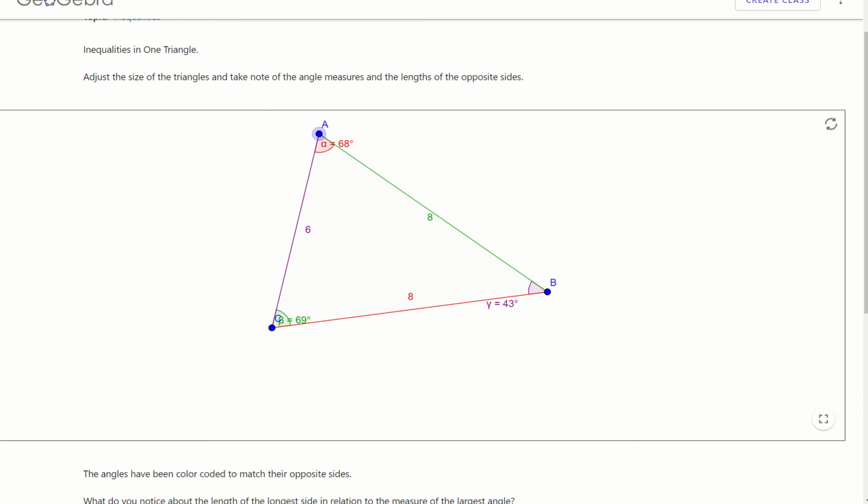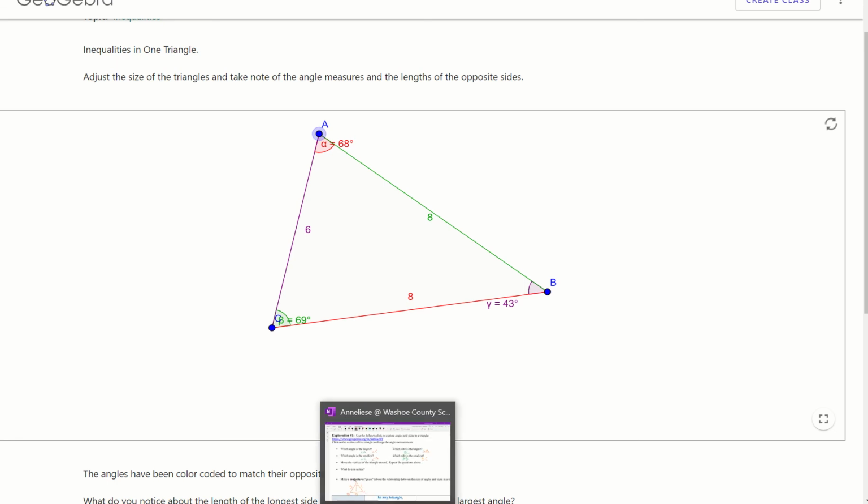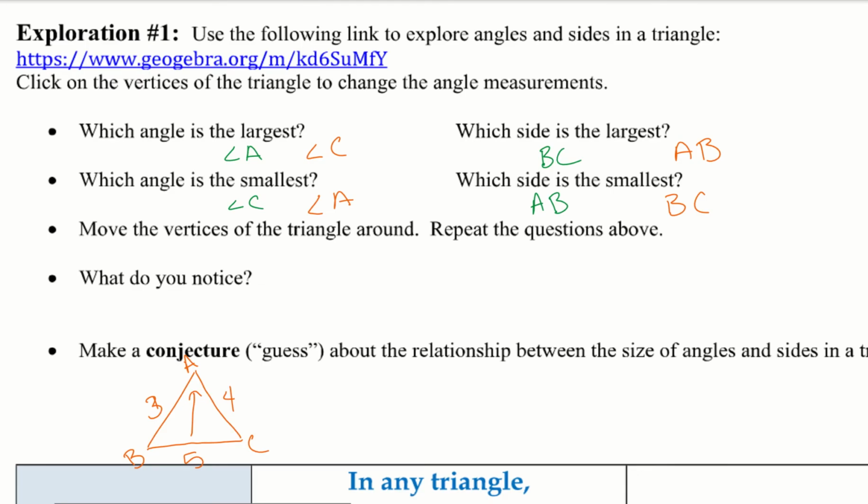So I can continue to move that up more. We have 8 and 8, so I have 68 and 69. It must be super close decimal-wise wherever I moved it. But you can see here that they're all going to be very close to one another. And depending on which one is larger, the opposite side or the opposite angle will coincide with that.